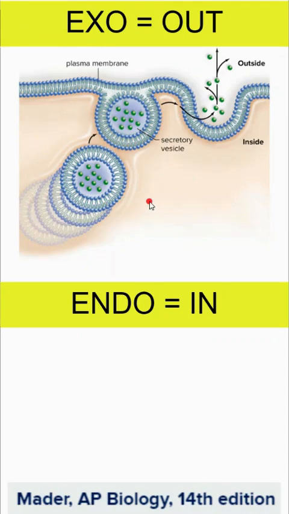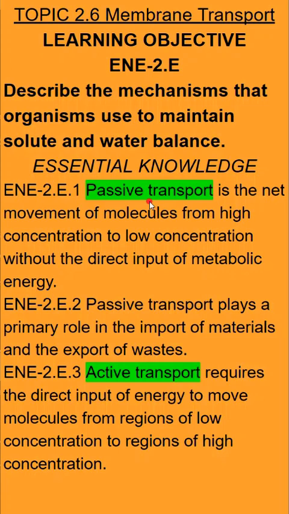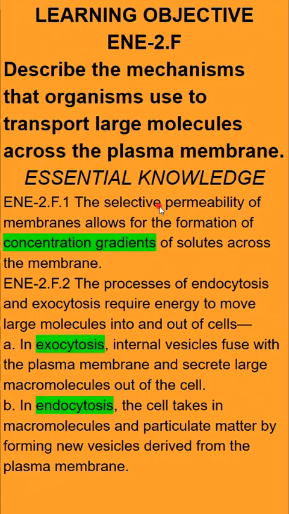So exo is out and endo is in. Passive and active transport deal with concentration gradients. Exo is out, endo is in, both bulk transports that require energy.